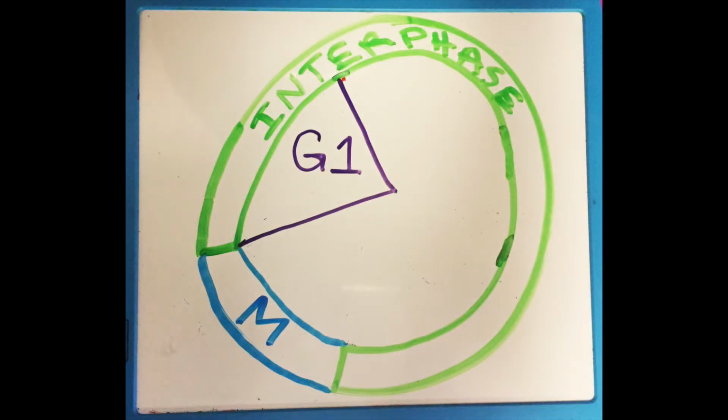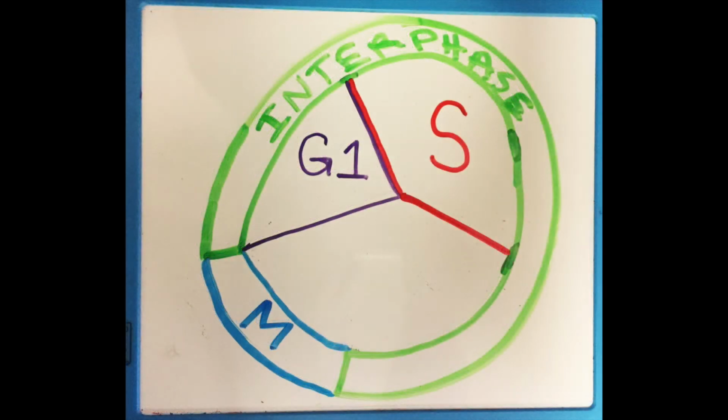In the G1 phase, chromosomes are decondensed, allowing for gene expression. DNA replication occurs during the S phase. This is to produce 2 identical sister chromatids.